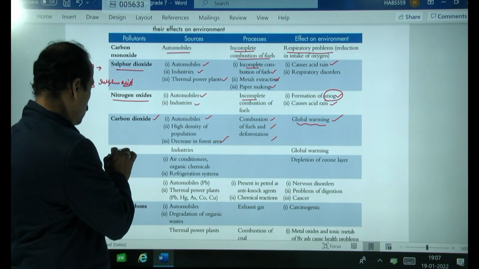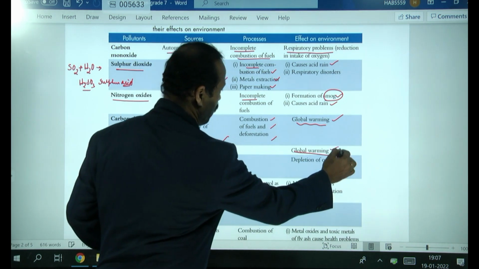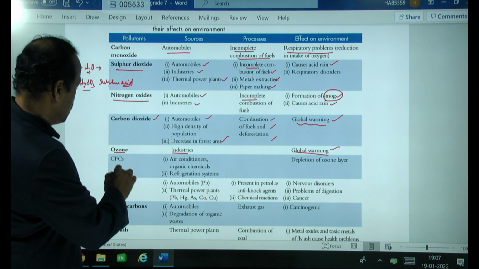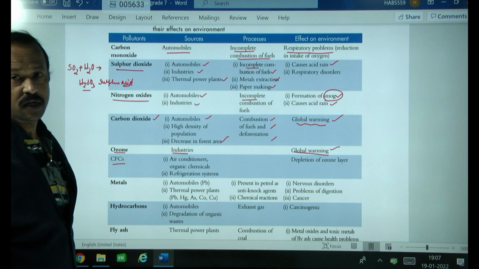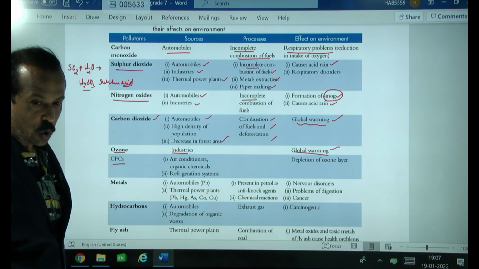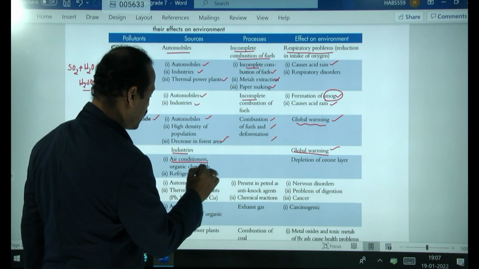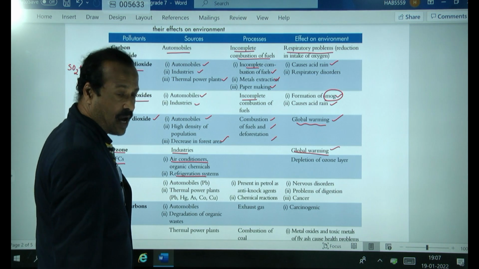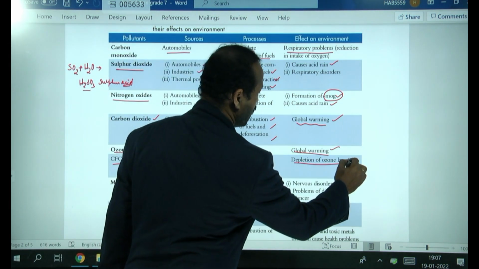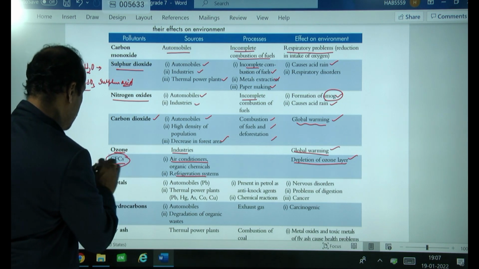Okay, then come to ozone. Ozone from industrial release also causes global warming. Okay, CFCs, we just discussed it. CFCs means what? Chlorofluorocarbons. I also told you that they are released from air conditioners and refrigerators, and they cause the depletion of the ozone layer. This is very, very important.